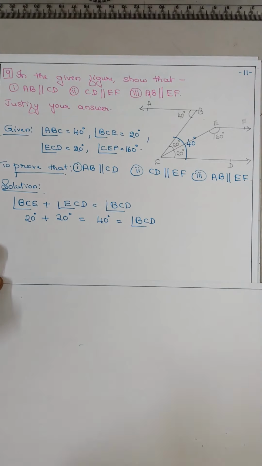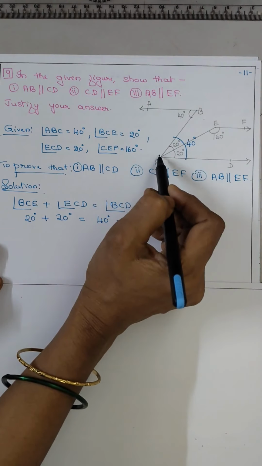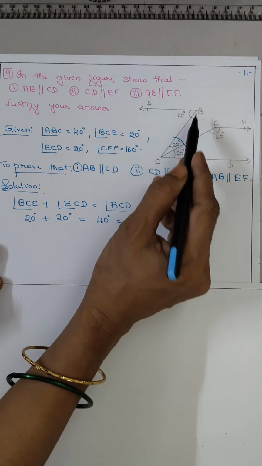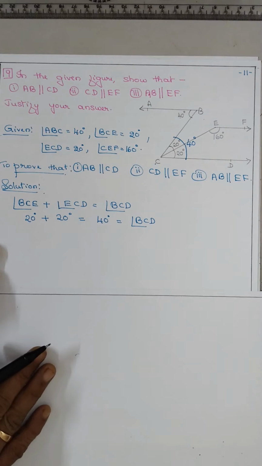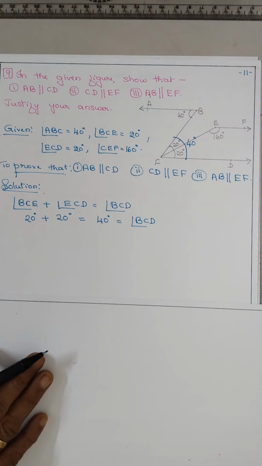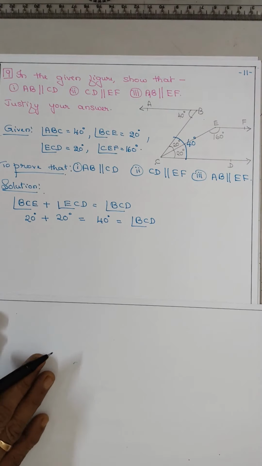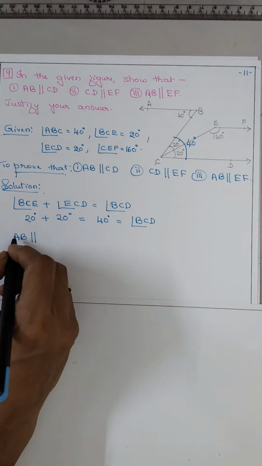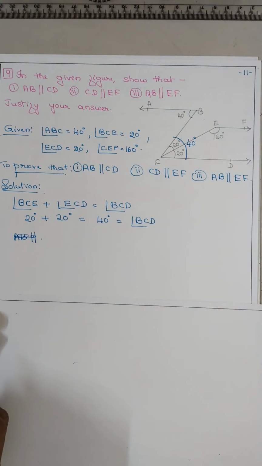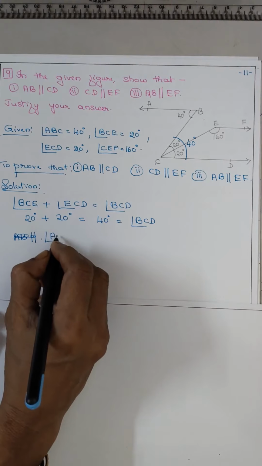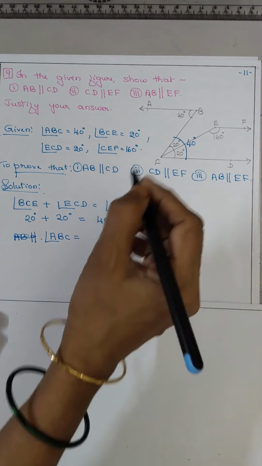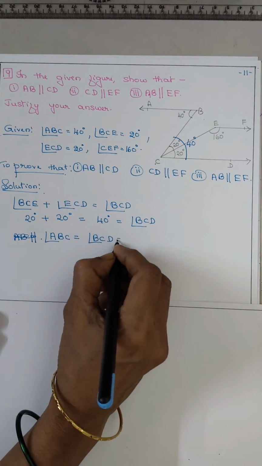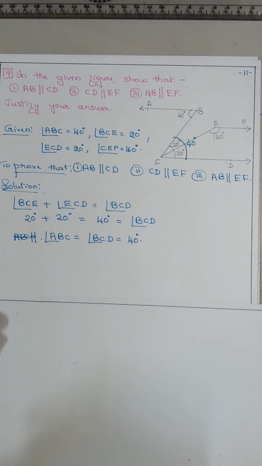So angle ABC is equal to 40, angle BCD is equal to 40. Did you get this Z formation? Z formation means it is alternate interior angles. AB is parallel to CD, parallel you have to show, isn't it? Angle ABC is equal to angle BCD is equal to 40 degree.